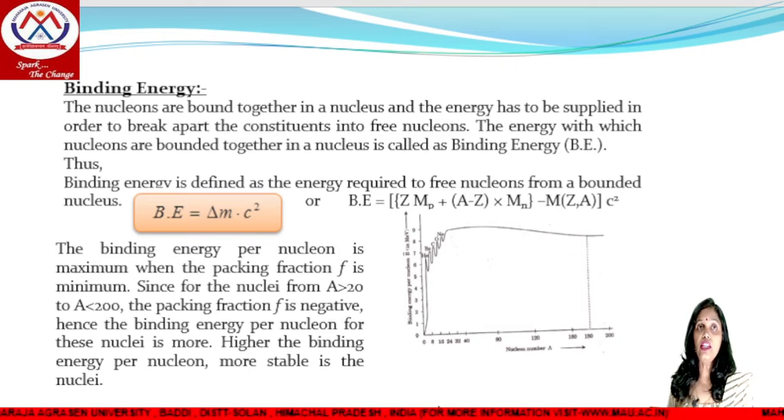The binding energy per nucleon is maximum when packing fraction f is minimum, since for nuclei from A greater than 20 to A less than 200, packing fraction f is negative.